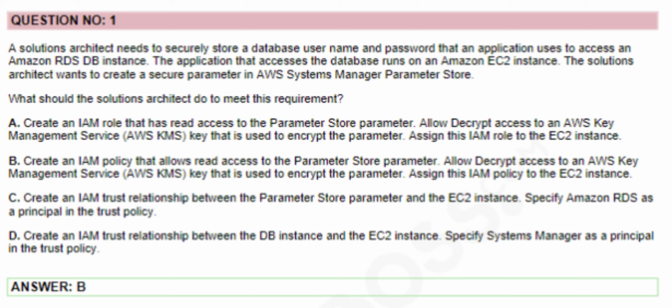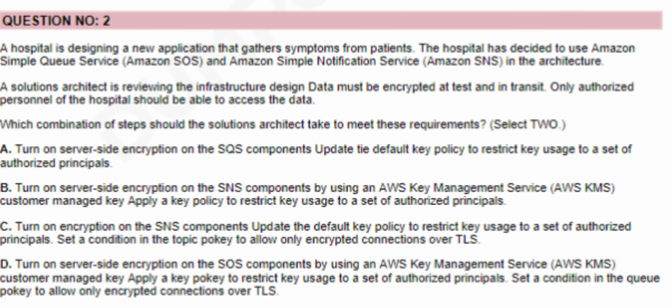C. Create an IAM trust relationship between the Parameter Store parameter and the EC2 instance. Specify Amazon RDS as a principal in the trust policy. D. Create an IAM trust relationship between the DB instance and the EC2 instance. Specify Systems Manager as a principal in the trust policy. Answer: B.